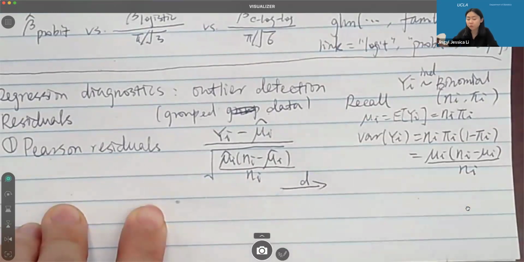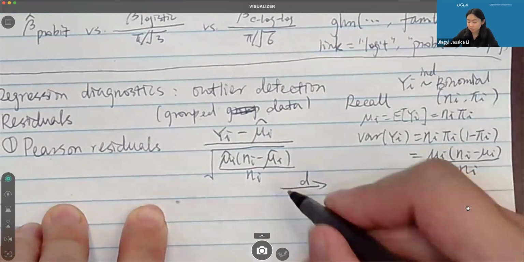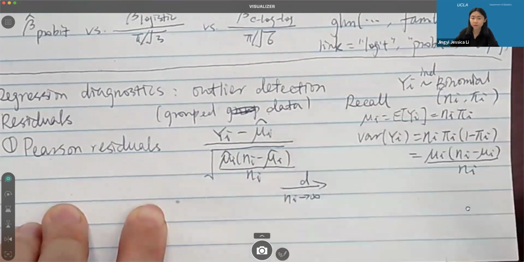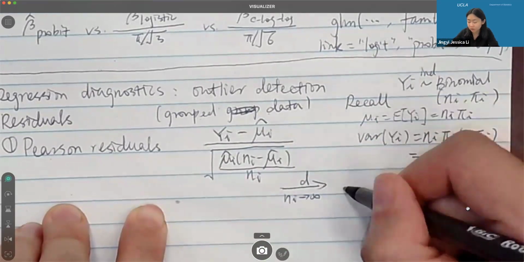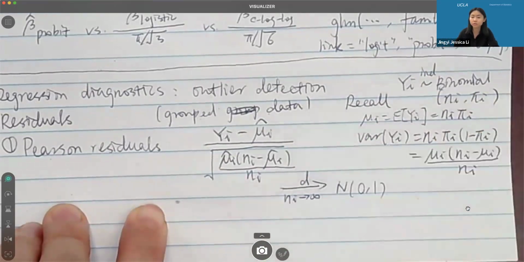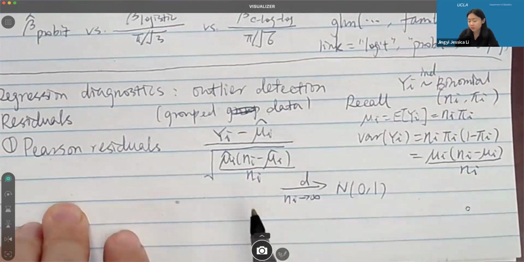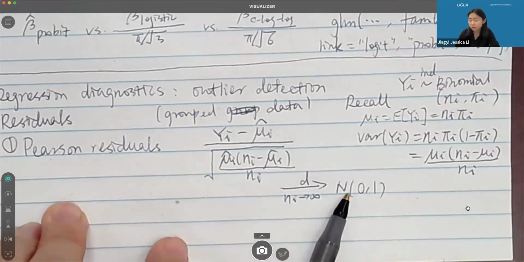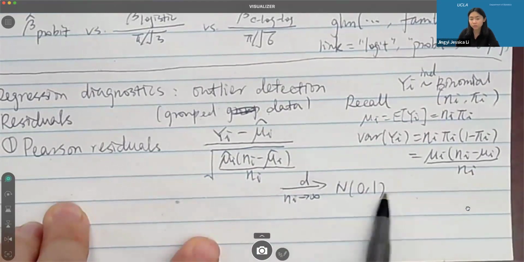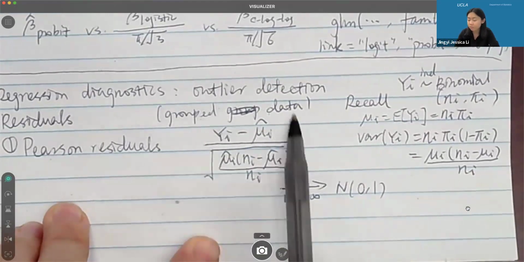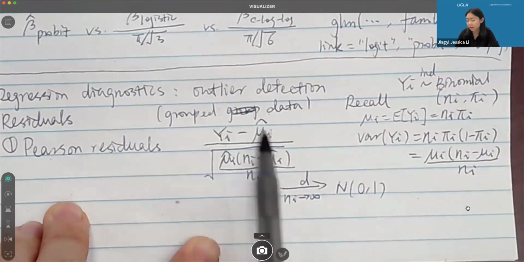So the within group size will go to infinity. Let me just say here, n_i goes to infinity. Then this will go to a standard normal distribution. So if you use the Pearson's residual, you would use the standard normal distribution to tell you roughly how big this is, whether it is too big.